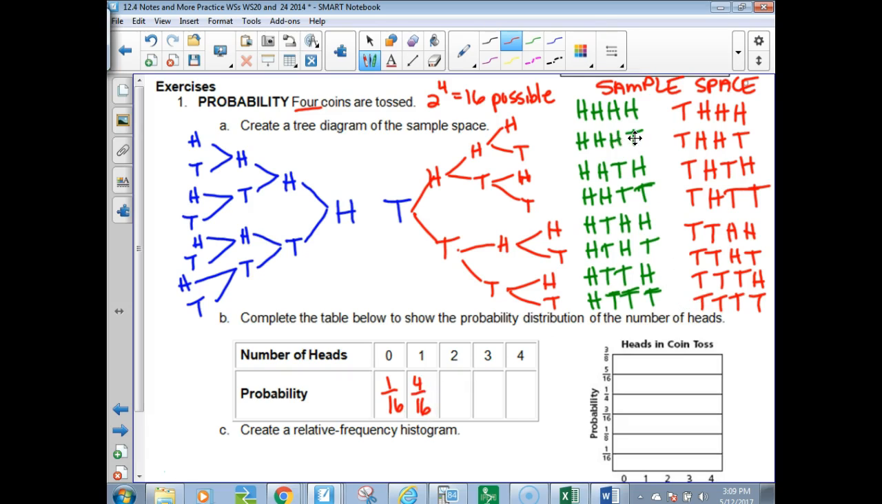Exactly 2 heads. Once, twice, 3, 4, 5, 6. I found 6. Is that what you guys got? Which would be 3/8. Okay, keep going. Count how many have 3 heads. It's only 4 out of 16. And 4 heads would be only 1 out of 16.